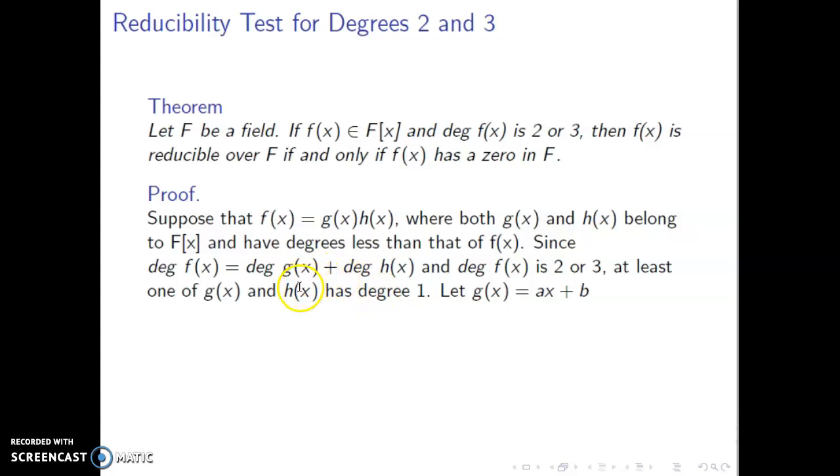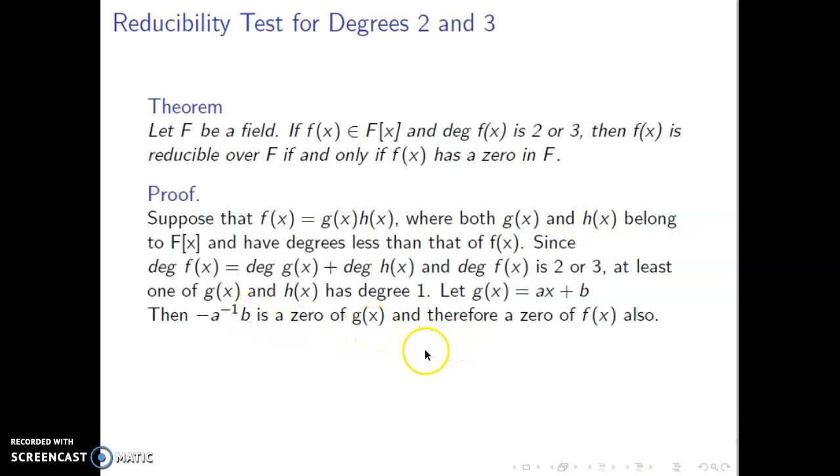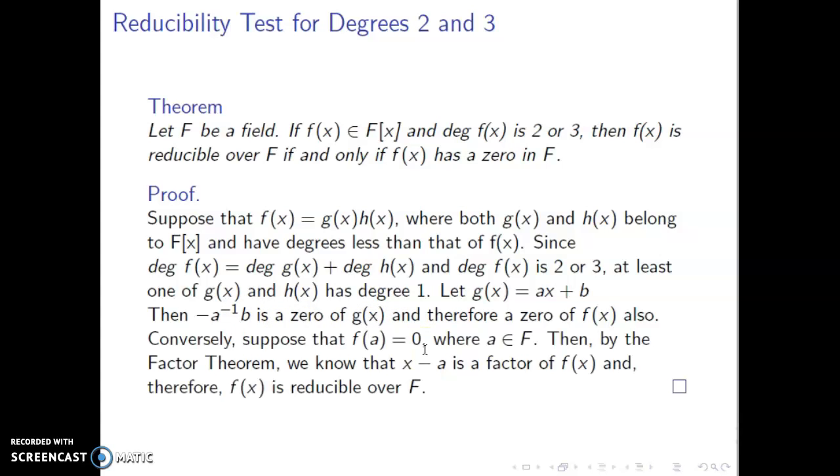So let me assume that the polynomial which has degree 1 is g of x and let it be equal to ax plus b. Then I know that minus a to the power minus 1 b is a 0 of g of x and therefore it's a 0 of f of x also. Now let me go to the converse of that. Suppose I know that f of a is 0, where a is an element in F. Then by the factor theorem, we know that x minus a is a factor of f of x and therefore f of x is reducible over F.